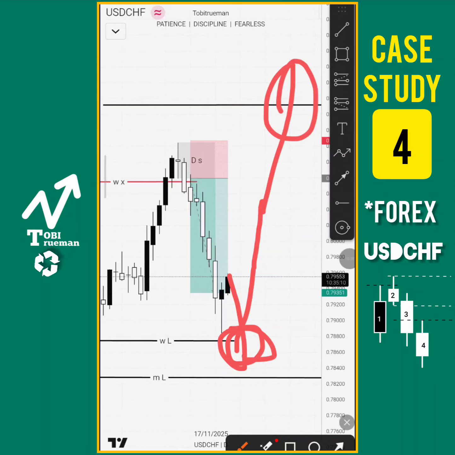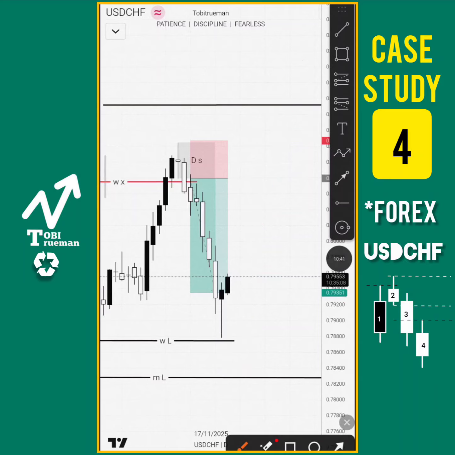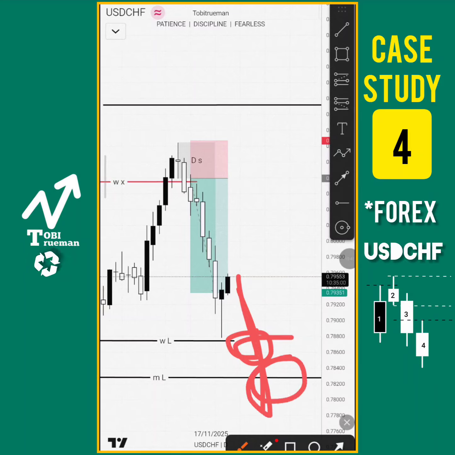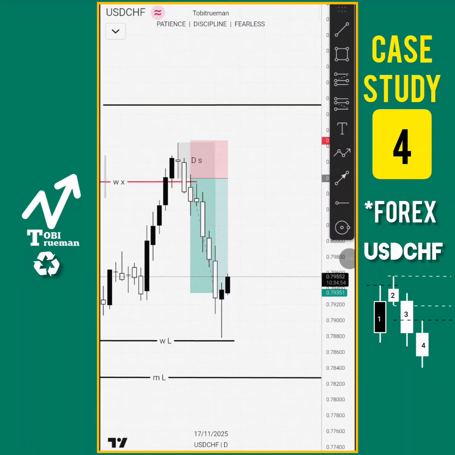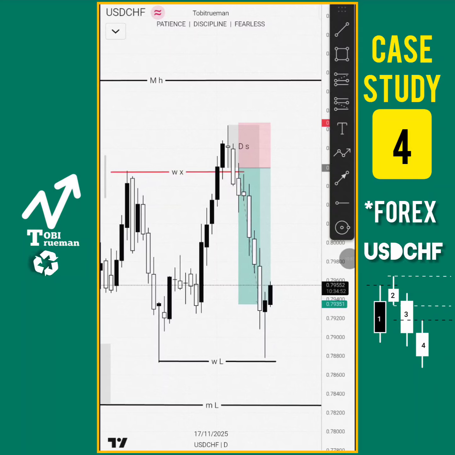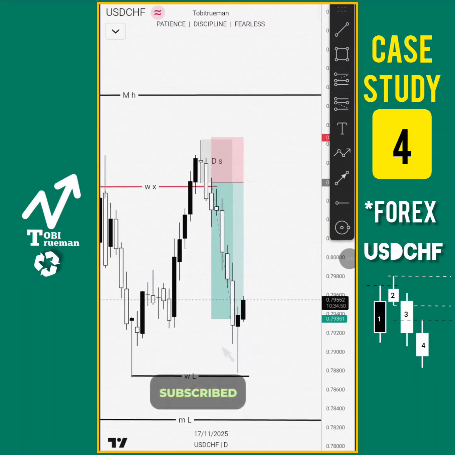But if it does not show any sign of reversal by the time you get to this previous week low, then that means the price will be coming down to take out this previous month low. I hope you can understand it. Just practice, and you are going to make a lot of profit.